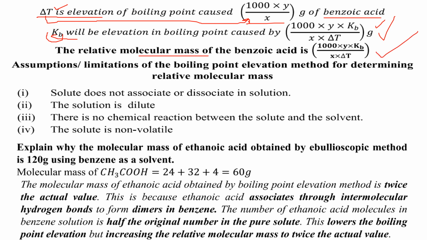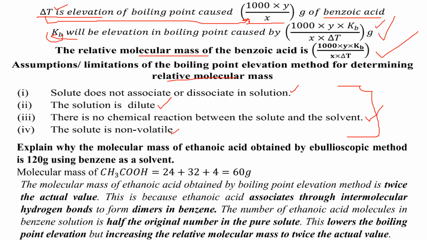Now, what are the assumptions or limitations for boiling point elevation for determining relative molecular mass? Now, I told you these assumptions are always going to remain the same. The solute should not dissociate or associate in solution. The solution should always be dilute, and there should always be no chemical reaction between the solute and the solvent. And lastly, the solute should be non-volatile.